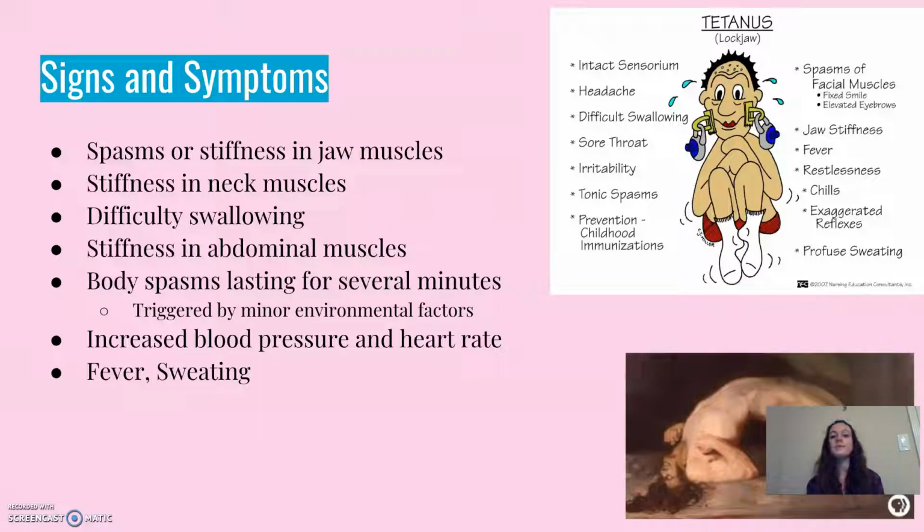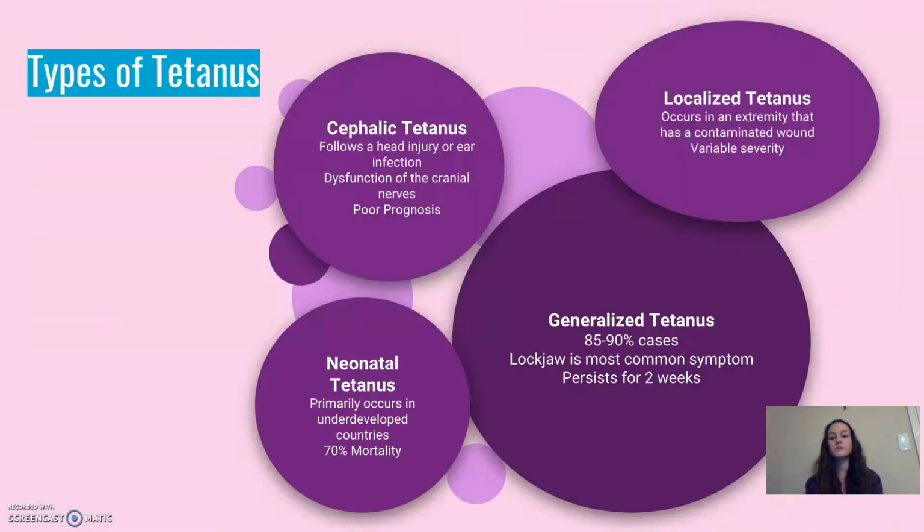And these are triggered by super minor environmental factors, things that you would encounter in your daily life. That can be anything from a light breeze to a physical touch, even a light physical touch, or even a draft. And then secondary symptoms include increased blood pressure and heart rate, and fever and sweating. So there's 4 types of tetanus.